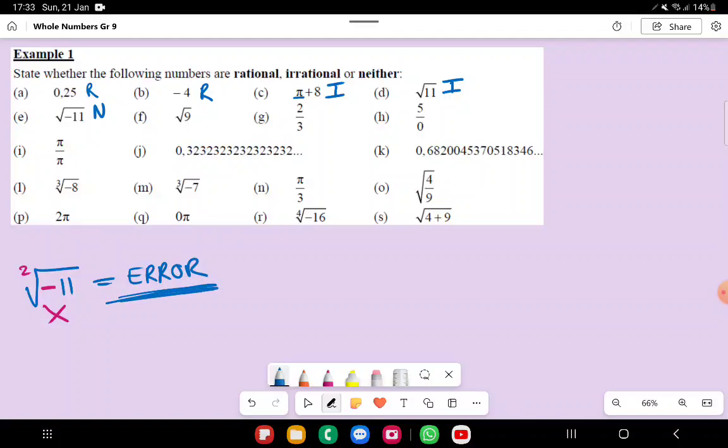The next one is square root of 9. Square root of 9 is equal to 3. Therefore, this one is rational. 2/3 is a fraction. All fractions are rational. We don't need an equal sign there.